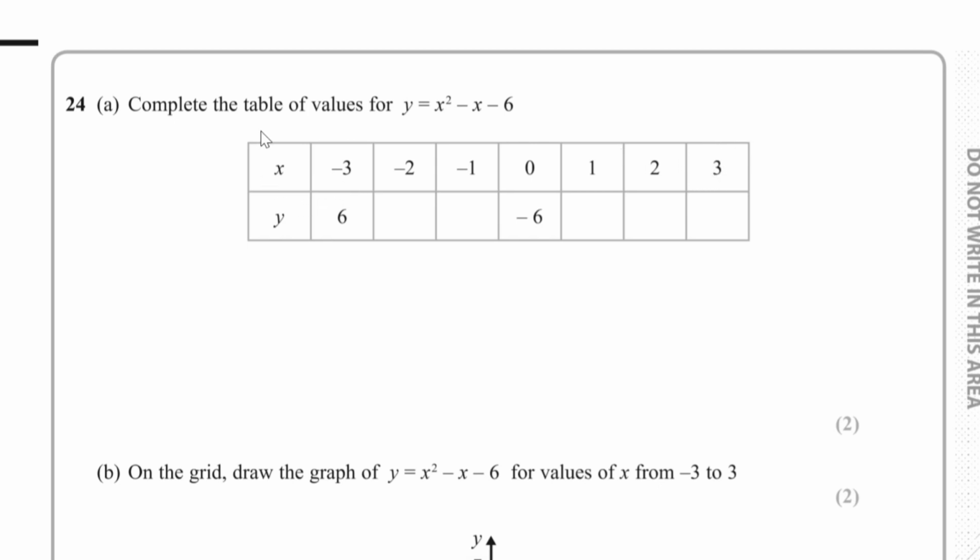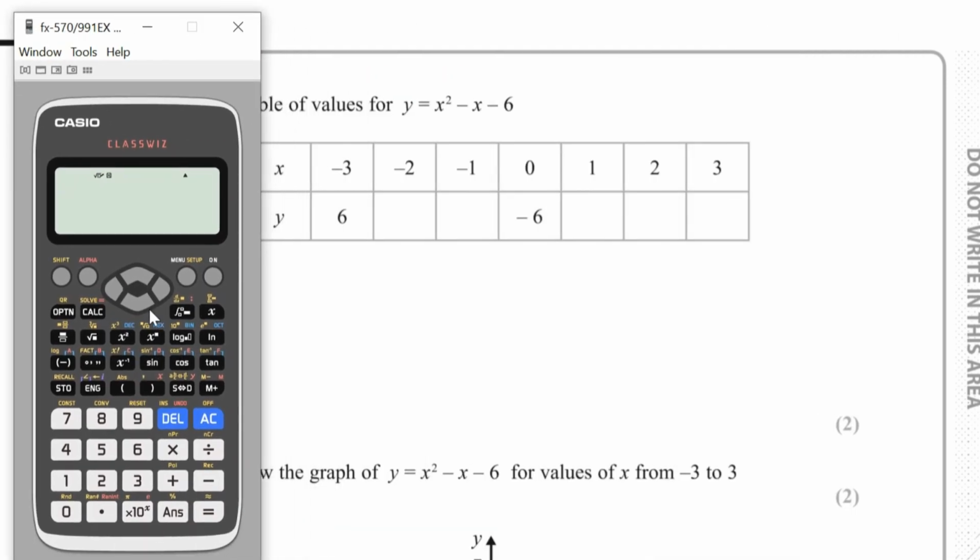Question number 24. For part A, we have to complete the table of values for y equals x squared subtract x subtract 6. Now, if we use our calculator, we can go to the table menu, and if I type in the function x squared subtract x subtract 6, we are starting at -3, we are finishing at 3, steps in 1. So when x is -3, y is 6, then here we've got 0, -4, -6, then here we've got -6, then here we've got -4, and then here we've got 0.